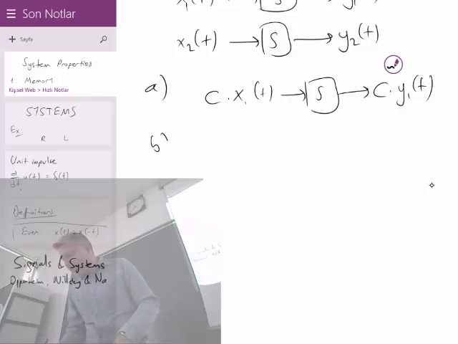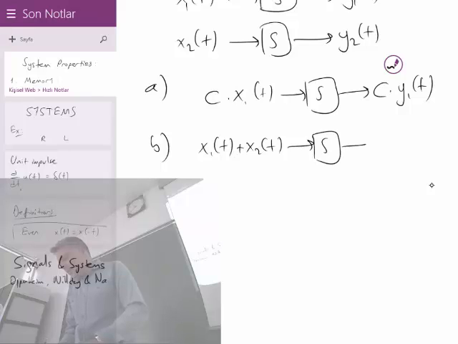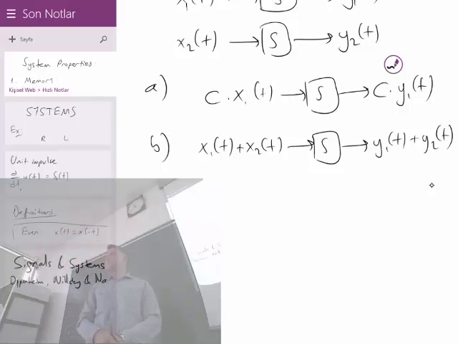And part B is, if you combine the inputs for a linear system, the outputs must also be combined. You have an output for this input, you have another output for another input, you add the two inputs, the outputs must be added.